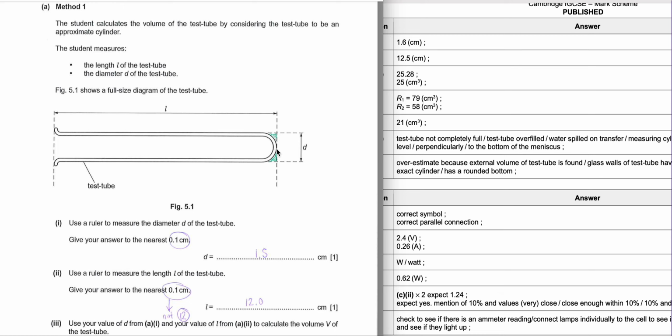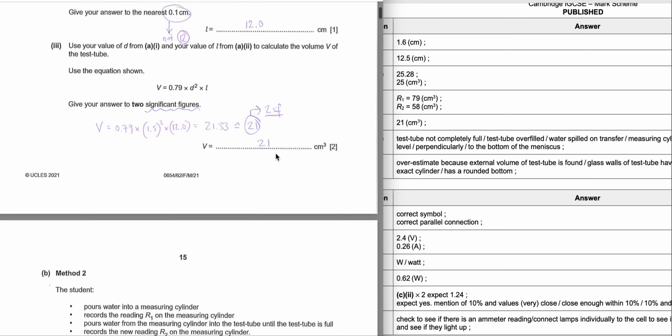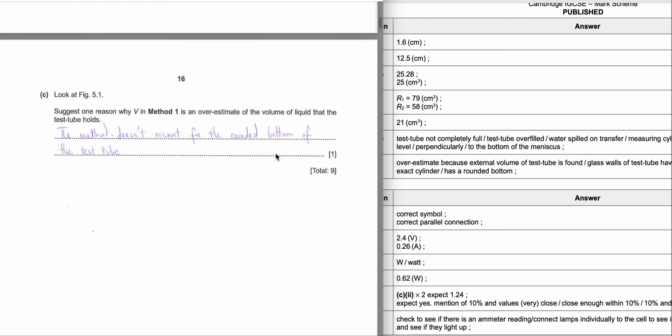And what we've done there is we're chopping off a little bit of the volume of our test tube. So what we're doing really is ignoring the fact that it has a rounded bottom end. We don't really have anything in there which accounts for that bottom end, and so therefore we're going to overestimate. We're going to make it a little bit too big. If you see here, overestimate because it has a rounded bottom.